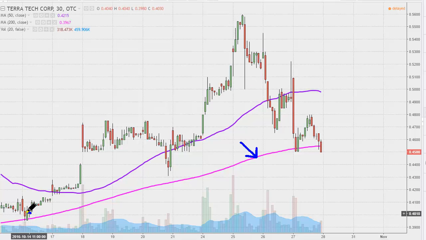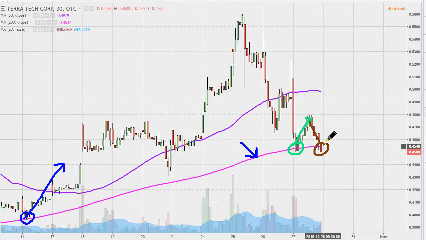The last time it got tested before today was right there, and it acted beautifully, got the nice bounce from it. In fact, today, once again, it was tested right there and got the nice bounce from it. But then ultimately, the price did roll back over. It has now technically closed below it, but I'm not going to sit here and say that this is a true break because it's still well within the zone of that level.